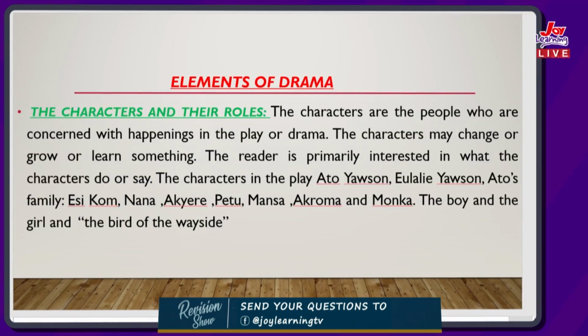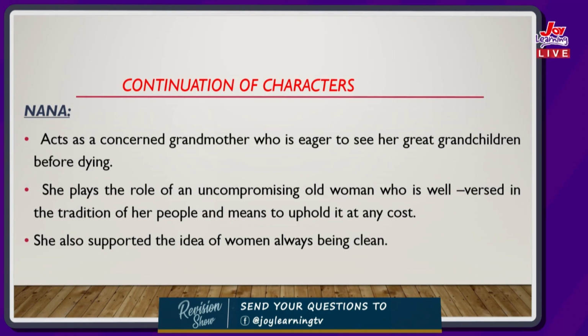Now, we have the characters and their roles. I know that you know what characters are. The characters are the people who are concerned with happenings in the play or in the drama. The characters may change or grow or learn something. The reader is primarily interested in what the characters do or say. So in the play, we have Ato Yawson, Eulalie Yawson, Ato's family, that is Esi Kom, Nana, Achire, and so on. The boy and the girl and the bird of the wayside are all characters. I took a few of the characters and we'll talk about them.